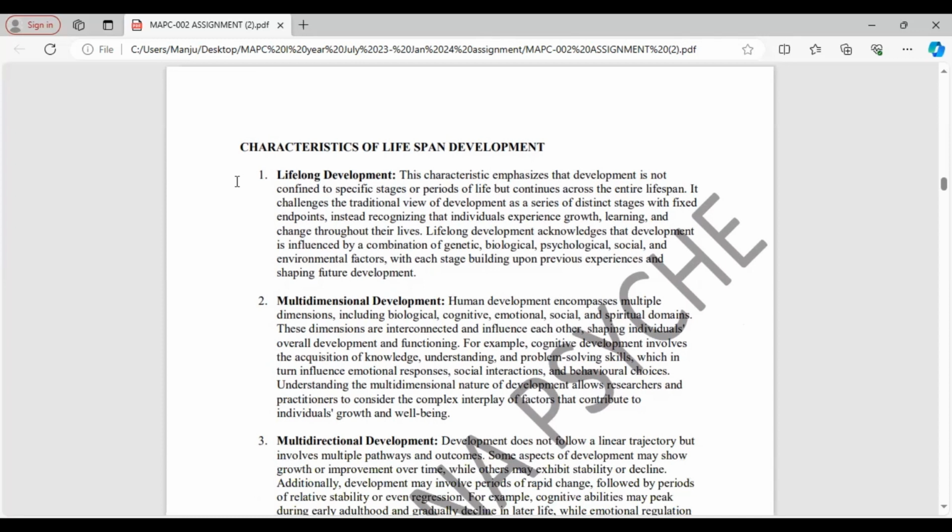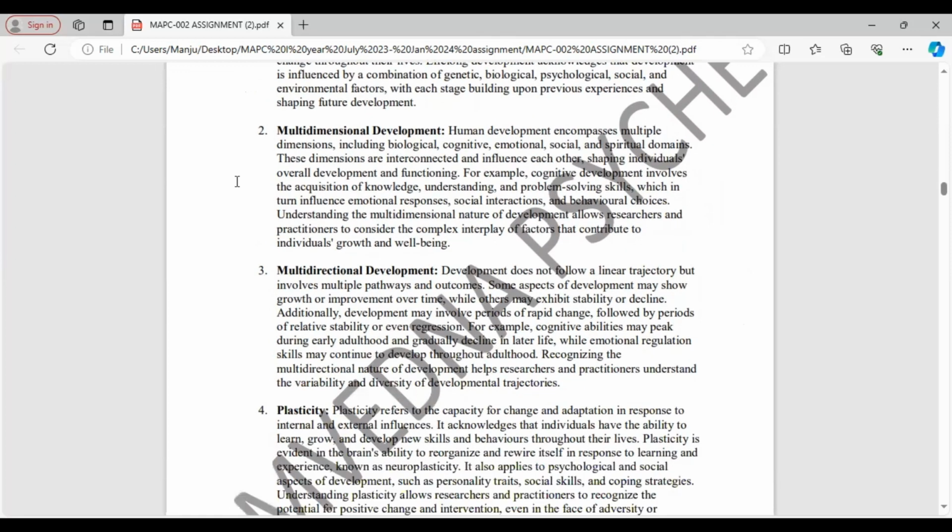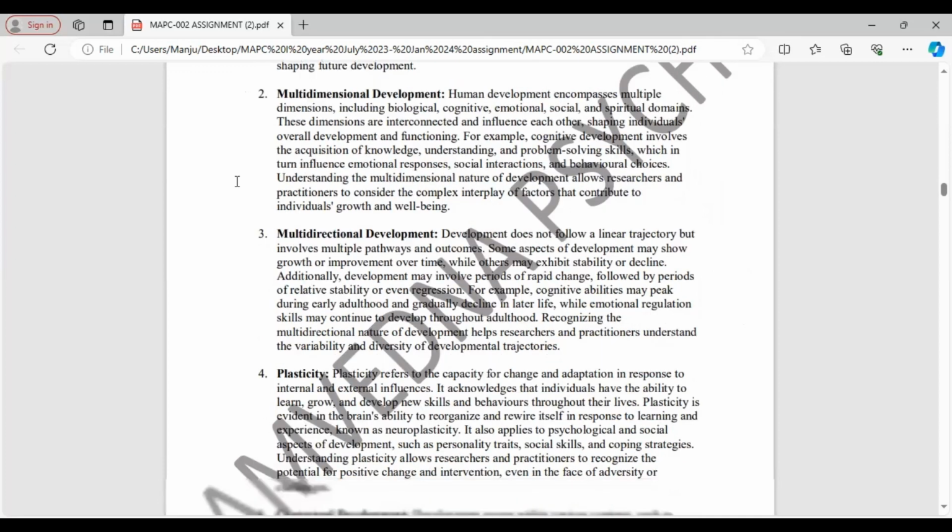So, it's a lifelong development. It is not confined to a particular stage or period of life, but it is seen throughout the life of the individual. Then it is multidimensional. It doesn't take place in one dimension, but it includes biological, cognitive, emotional, social, spiritual, different dimensions, and all these are interconnected and influence each other.